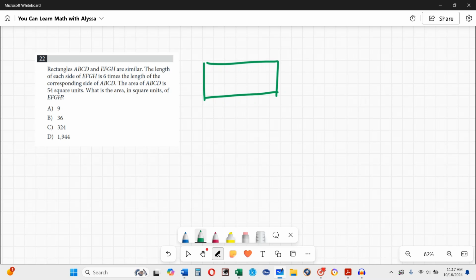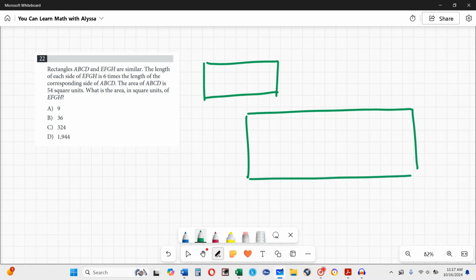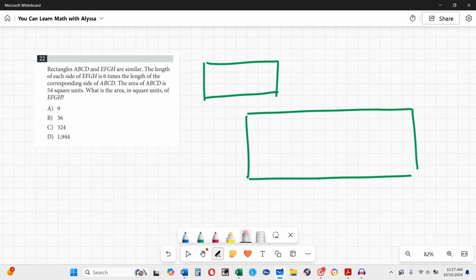Similar means they are proportional. So it's going to look like I either shrunk or blew up one of these rectangles. So one will be smaller than the other, but you could enlarge this small one to make this big one, and it would then line up perfectly on top of it. So that's what similar is. They are going to be proportional.